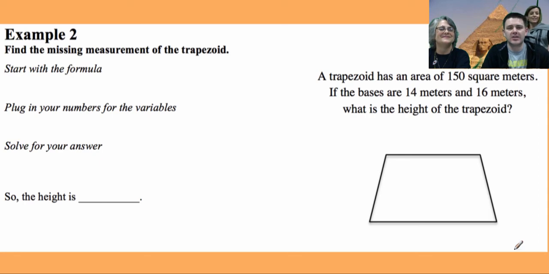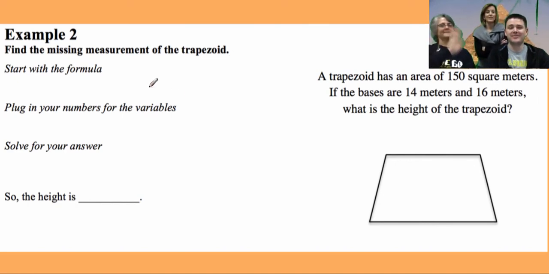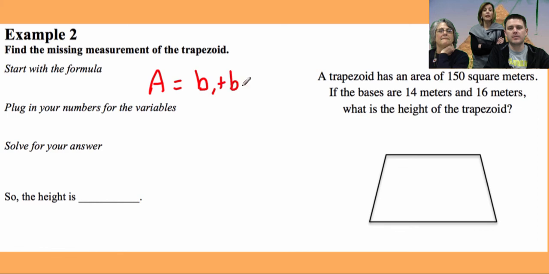All right, Mrs. King, talk us through this last one. We need to write down our formula. You need to write the formula down because we're working backwards. We need to plug in what we know in this problem and tackle it as an equation.